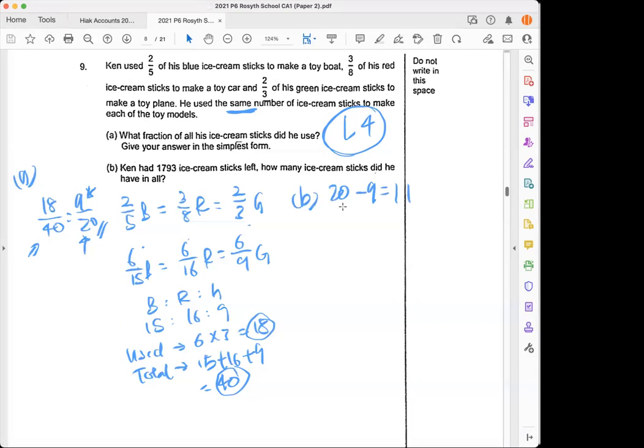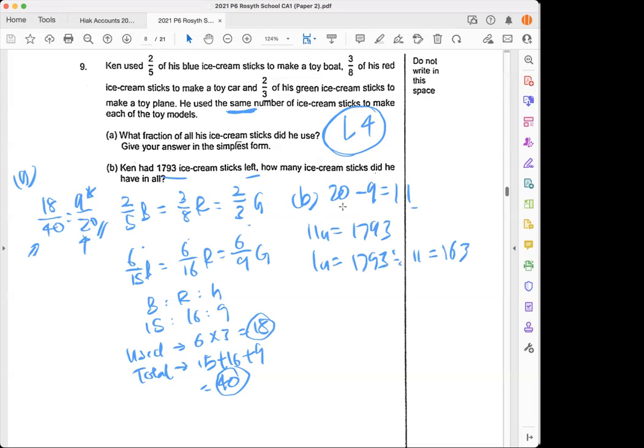So usually you should use the simplified ratio or simplified fraction to do your calculation. So total units minus total units used, you get total units left, which is 11 units. So 11 units is equal to 1793. 1 unit is equal to 1793 divided by 11, and you get 163.